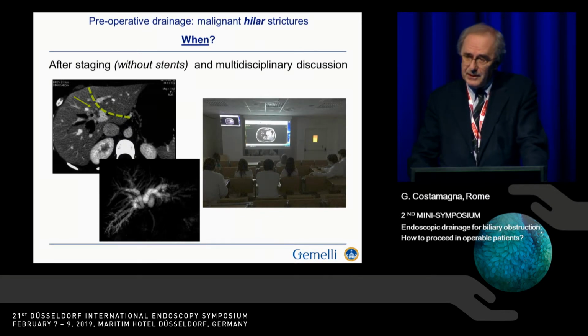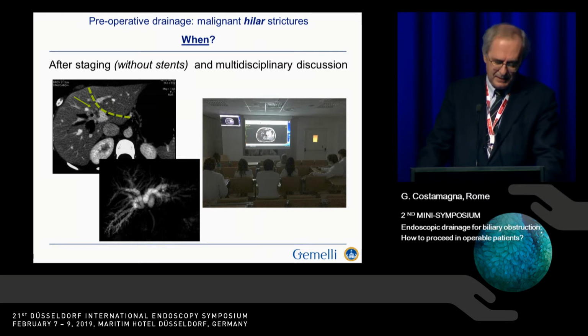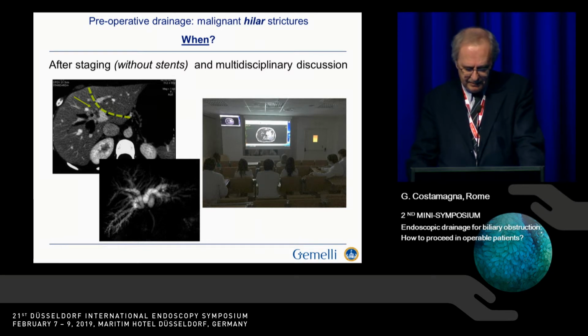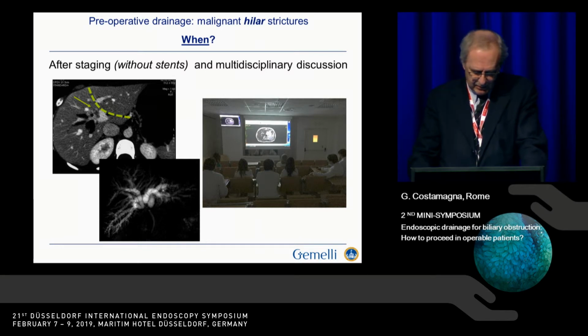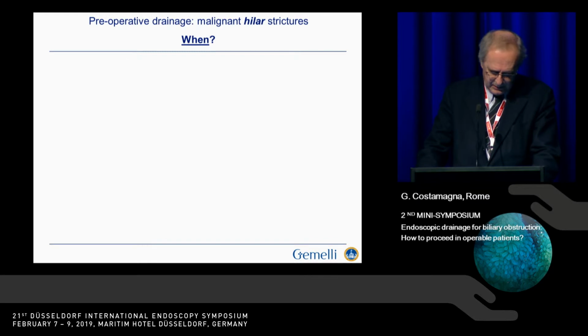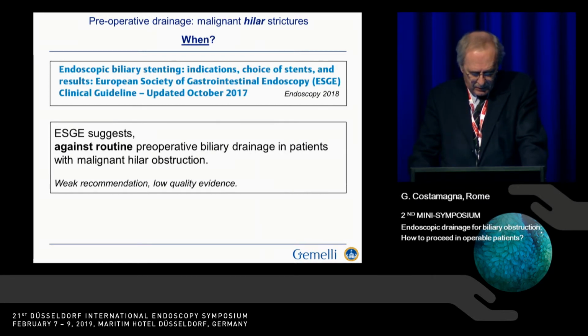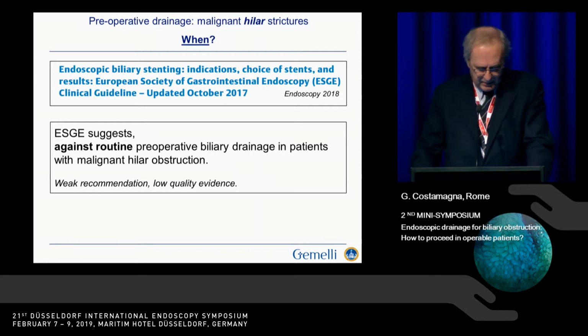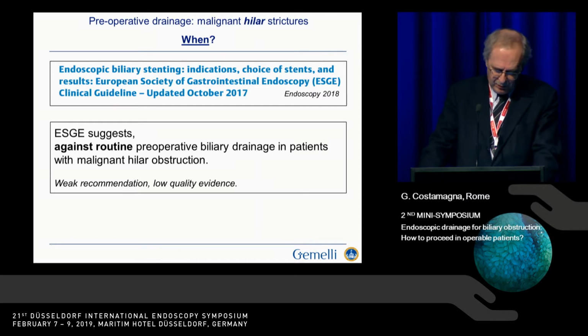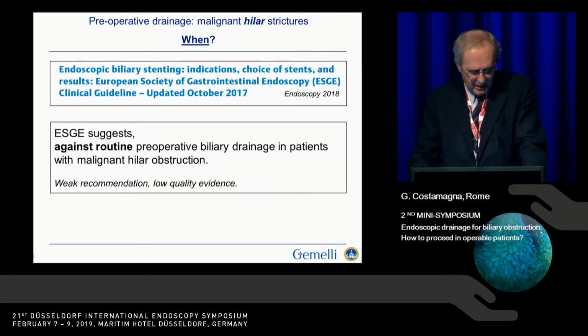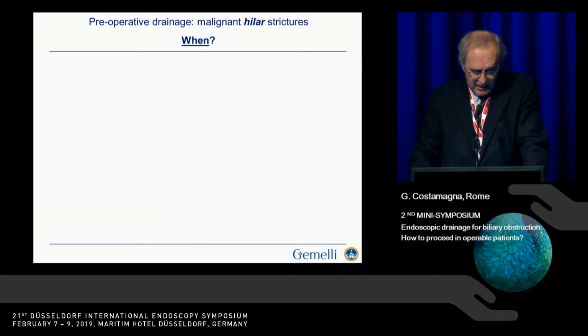However, when to drain when a hilar stricture is there? Again, after staging, staging should always be done, must be done without stents, and again after multidisciplinary discussion with surgeons, radiologists, gastroenterologists and oncologists. When? What does the ESGE say? ESGE suggests against routine preoperative biliary drainage in patients with malignant hilar obstruction, but again, it's a weak recommendation with low quality evidence. Why?